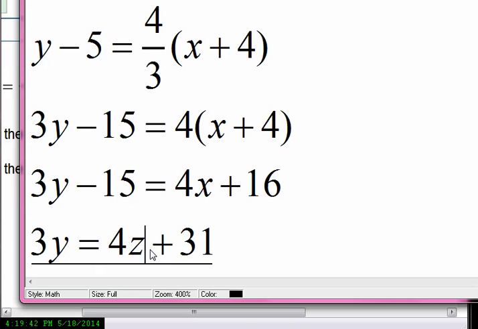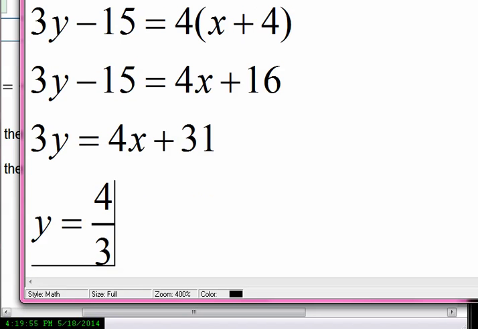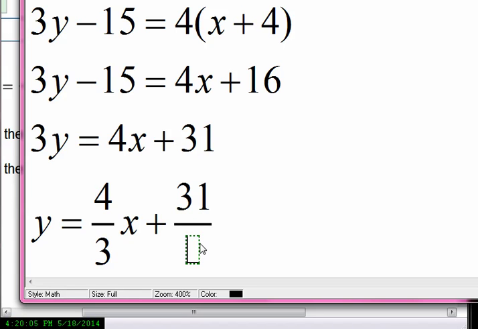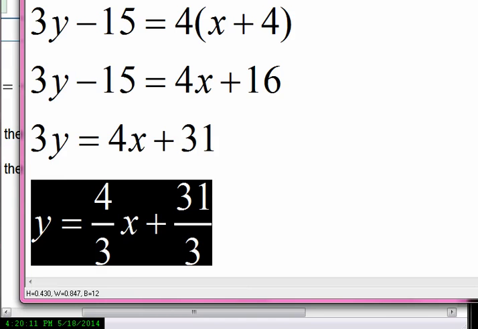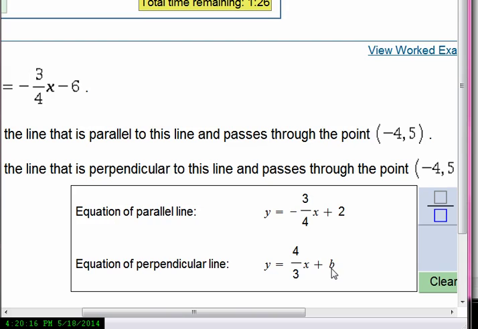And then when I divide by 3, I'll get y equals 4/3 x plus 31/3. And so we get the same answer. So let's go ahead and type that into ALEKS. And so we're going to replace that with 31/3.